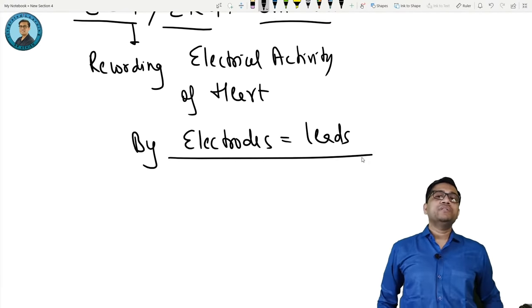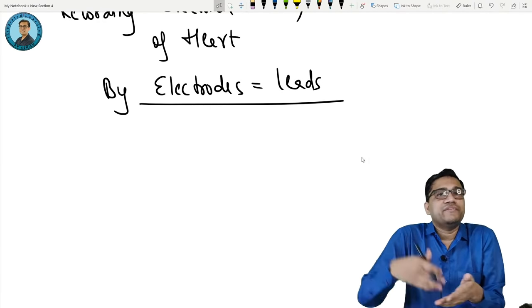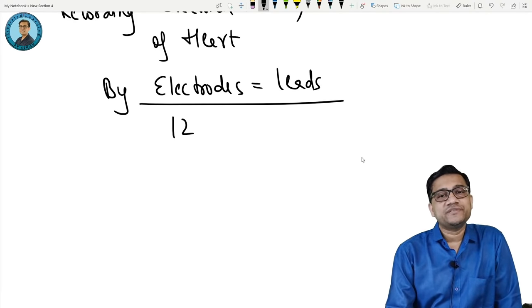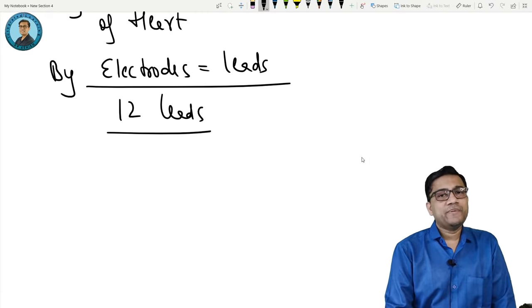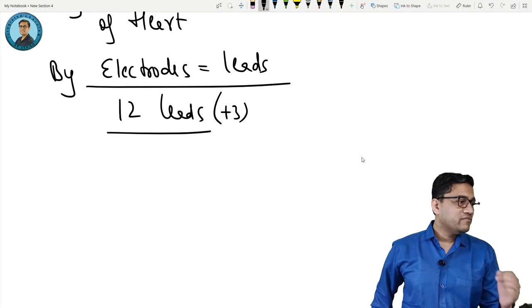Now there are in total 12 leads, but again, if you put more, they can be 15 also, they could be 16 also. So there are basically how many leads? 12 leads. Okay. So what are the 12 leads? 12 plus 3 I'm writing.